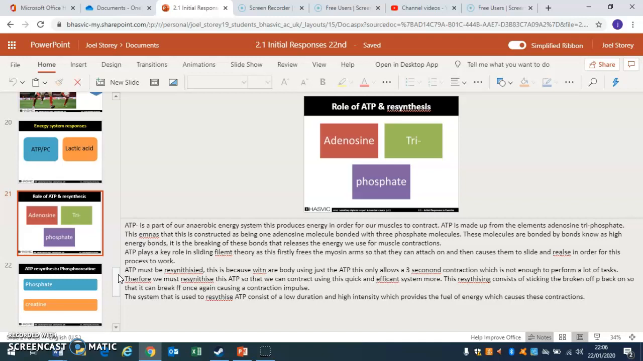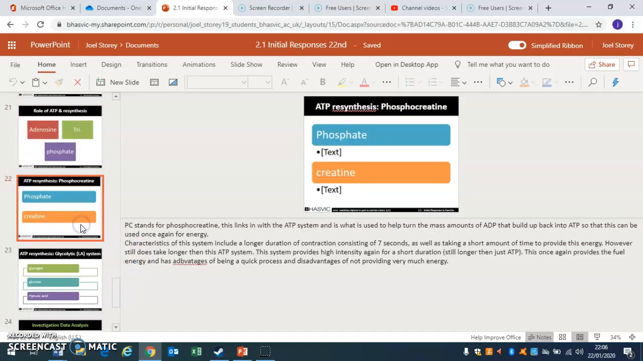This resynthesizing consists of sticking the broken P back on so it can break off once again, causing a contraction impulse. The system that is used to resynthesize ATP consists of low duration and high intensity, which provides the fuel energy which we use for contractions.